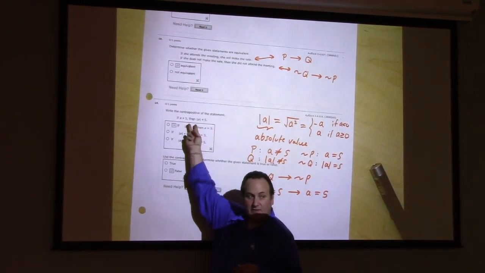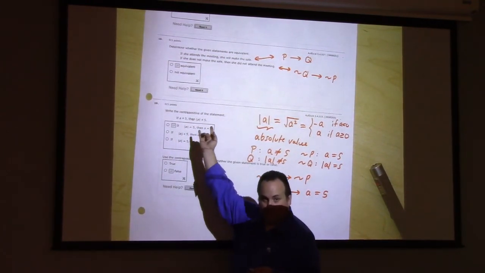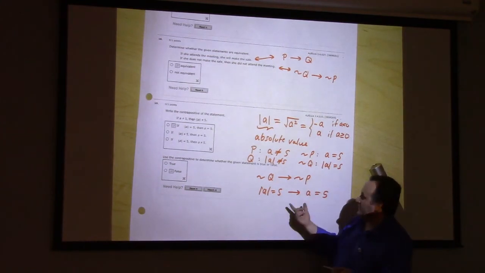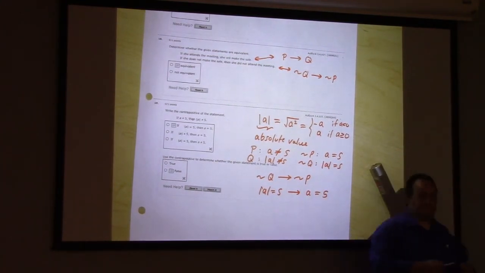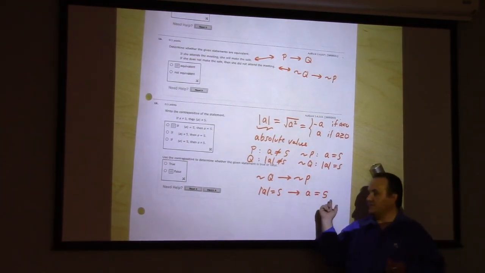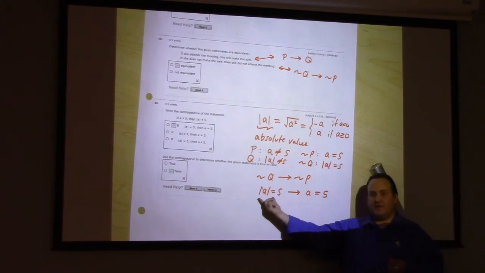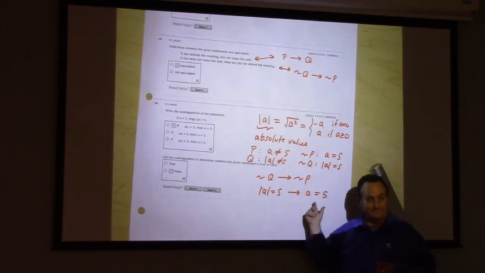What does that say about this implication? It is false. This is a false statement. So it's not surprising to me that the contrapositive is also false. Because absolute value of A equal to 5 does not imply A equals 5. Absolute value of A equals 5 actually implies A is equal to either plus or minus 5. Could be either.